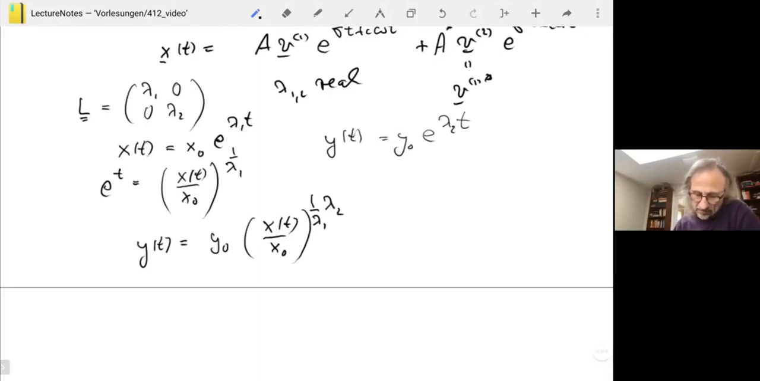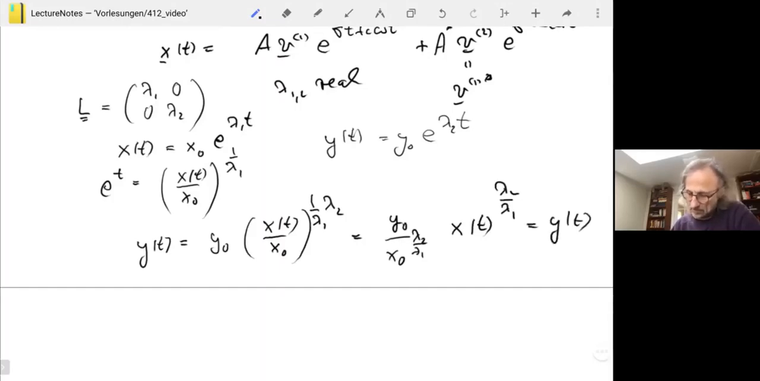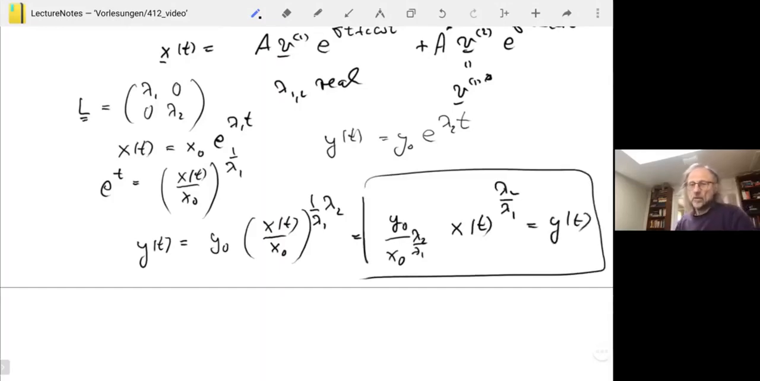If I rewrite this in a slightly nicer form, this is y naught divided by x naught to the lambda 2 over lambda 1 power. These are just numbers, so I don't care. I'm really only interested in the dependence on x of t. And so I have here x of t to the lambda 2 over lambda 1, and that's equal to y of t. Okay, so what do these trajectories look like?